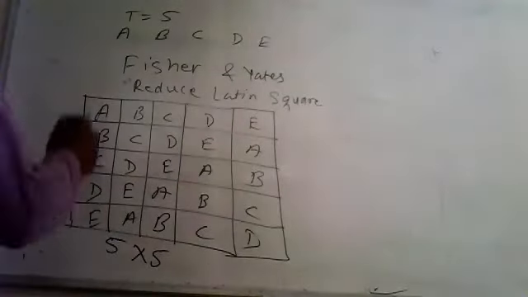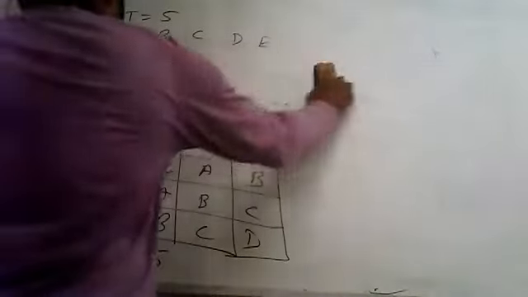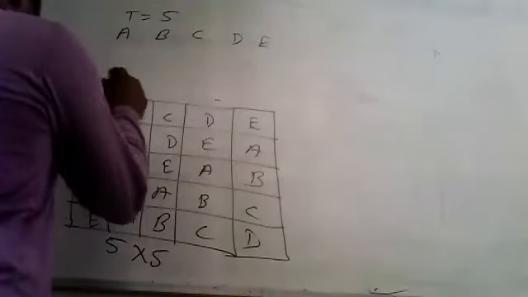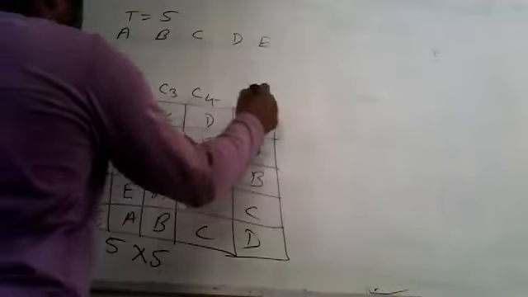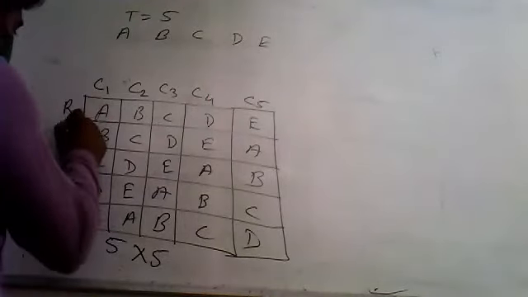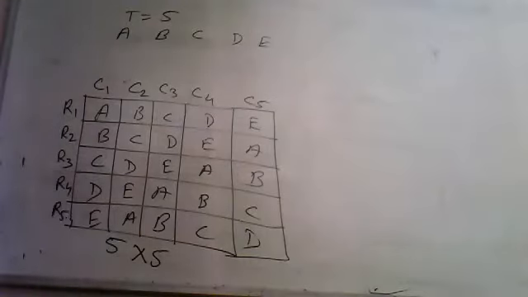Now, suppose we are giving it names: C1, C2, C3, C4, C5. First column 1, column 2, column 3, column 4, and column 5. Similarly to the rows, R1, R2, R3, R4, and R5. This is the selected reduced Latin square which is given by Fisher and Yates. बराबर.